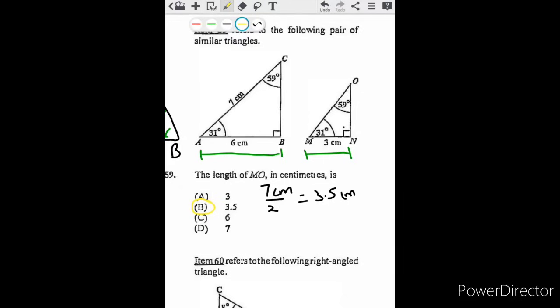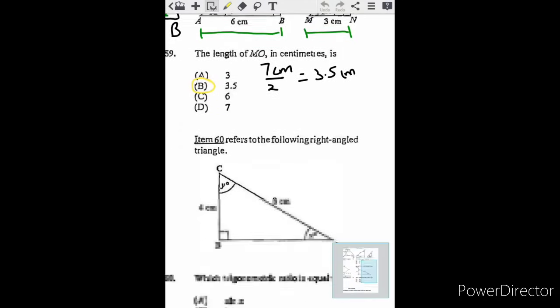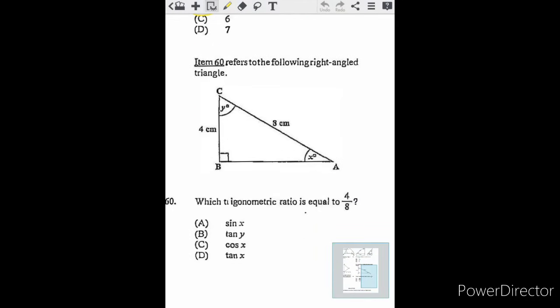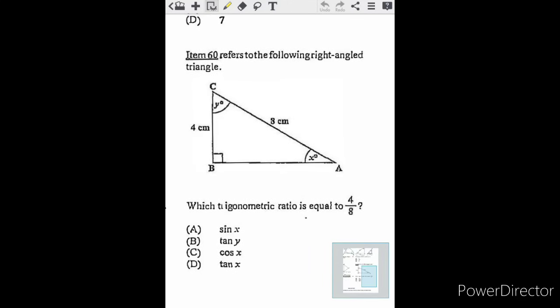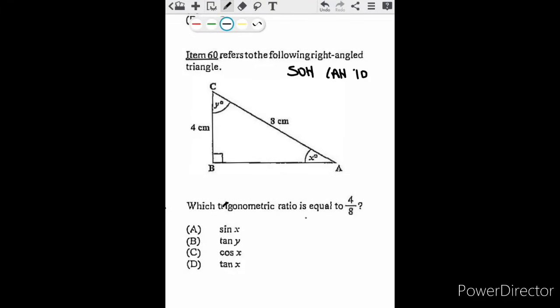Then on to our final question. Item 60 refers to the following right angle triangle. Which trigonometric ratio is equal to 4/8? Looking at our triangle, it's a right angle triangle, so we have to use SOHCAHTOA. S is sine, C is cos, T is tan.